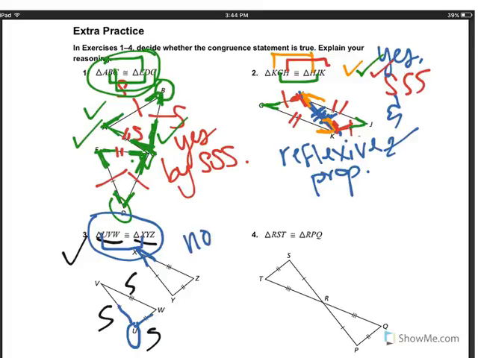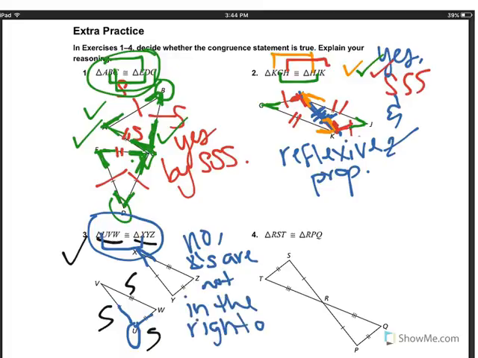So no, the angles are not in the right order.